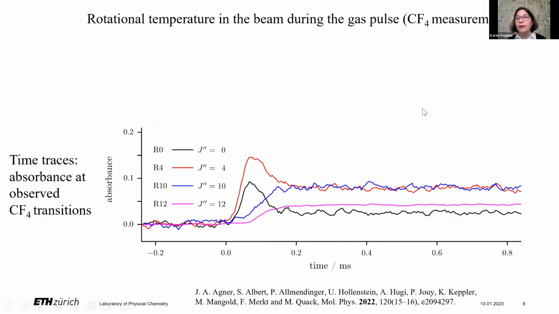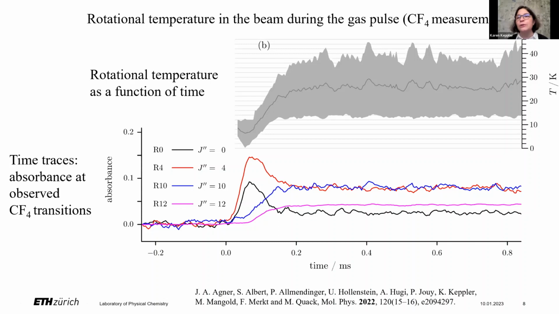To give you an idea of what things look like during the gas pulse, we took a closer look at 4 transitions in CF4. And just to orient you very quickly, we see the decadic absorption or absorbance here on the y-axis. And what you see here are 4 transitions which we picked out and looked at in detail over the course of time. Now, assuming a Boltzmann distribution in the ground state, this helped us to determine the temperature as a function of time as being around about 30 Kelvin.